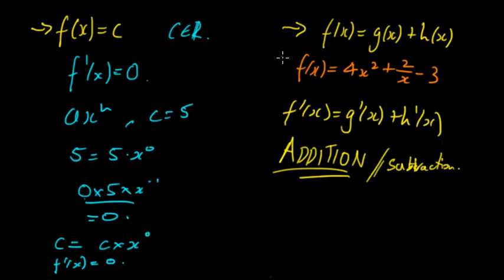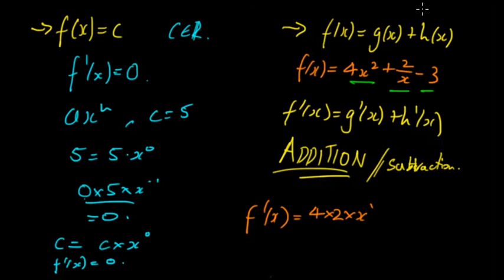So how would we work out this then? If f(x) is equal to 4x squared plus 2 over x minus 3. Well, we can work out the derivative of all the individual terms, and then we can just add them all up. So if we have f(x) is equal to 4x squared plus 2 over x minus 3, then we can say the derivative is equal to 4 times 2 times x^1. So I've just done that term.